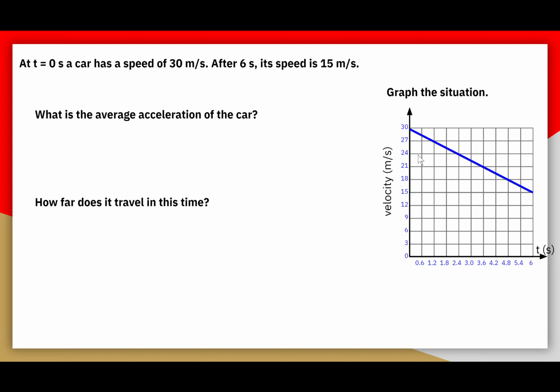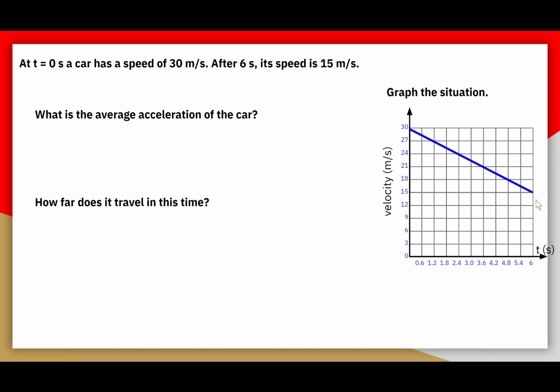Now, I did the same thing vertically. I always start off at 0, and then my maximum y-axis value was the 30 meters per second, which is up here. And then 30 divided by the 10 boxes is a scale of 3 meters per second for each box, working my way up. Now, I ended up plotting those two data points I was given. 0 seconds, 30 meters per second up here. And then 6 seconds, 15 meters per second up here.